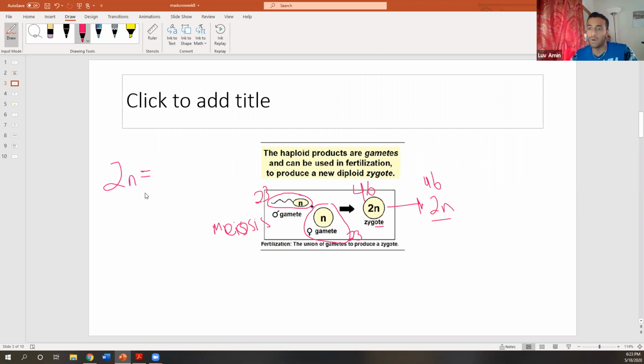Another way you can tell what 2N and N are is that you can interchange the numbers. Not all organisms have 46 chromosomes like we do. If something has 2N equal to 6 chromosomes, a haploid cell would have 3. You just divide the 6 by 2, so each gamete would have 3, n equals 3.